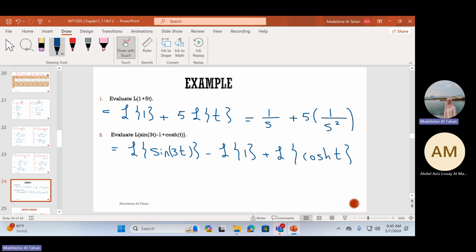Laplace of sine 3t is equal to what? Okay, and cosine is s over s square plus a square.